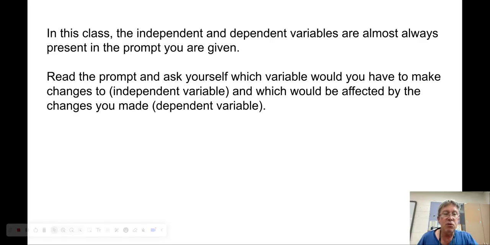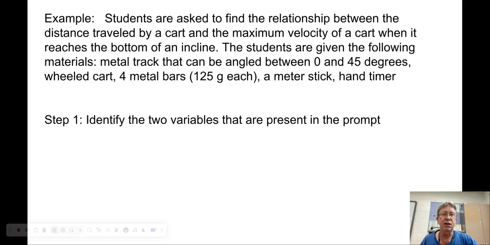So here is the good news. In this class, almost always the independent and dependent variables are going to be present in the prompt. So what you do is you just read the prompt, and if I was you, I would just circle the independent and dependent variables, or at least circle the two. Let's just take a look at this, okay?